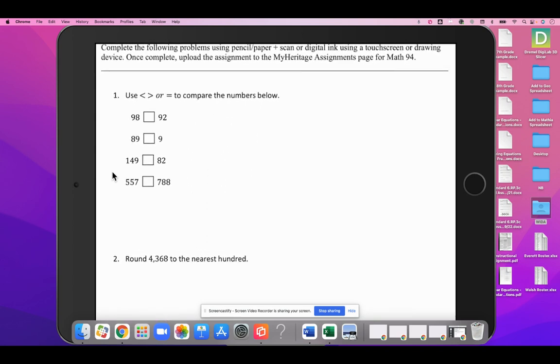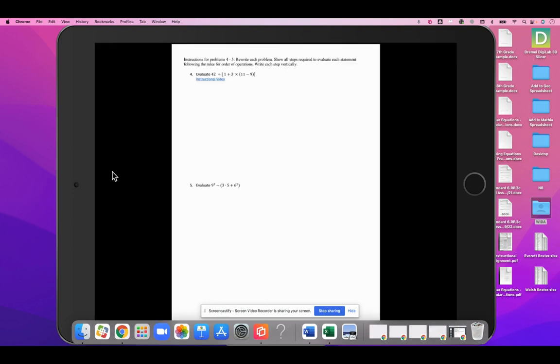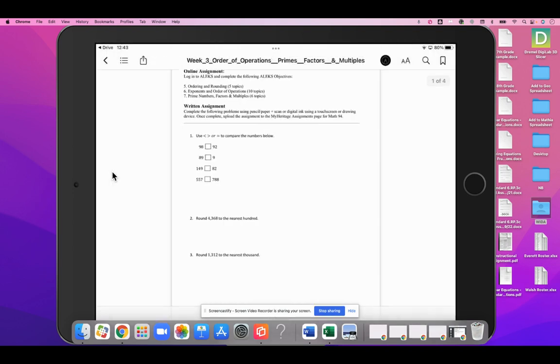Number 1, we've got to use less than, greater than, or equal to symbols to compare the numbers below. And if you remember from probably elementary school, the alligator eats the bigger number. And so with this first one, if I can stay on the page.